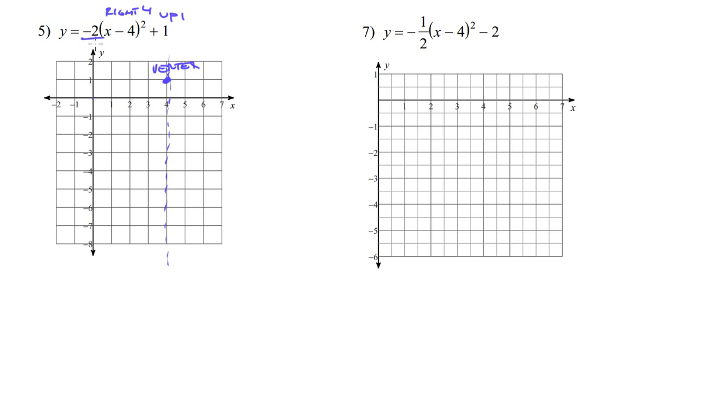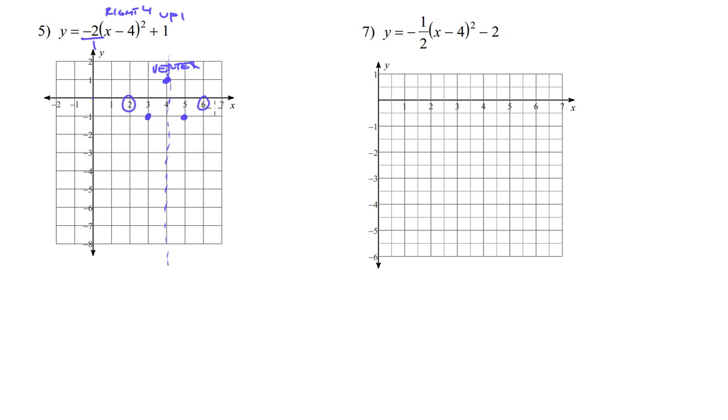The next point we're going to want to do, we're going to want to go down 2 over 1. So down 2 over 1. And we can reflect that over the axis of symmetry right here. And there's going to be our other point, which is down 2 to the left 1. Okay. And then now we're going to want to plug in either 2 or 6.